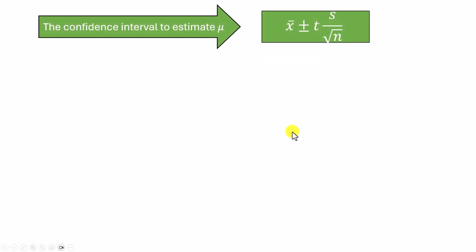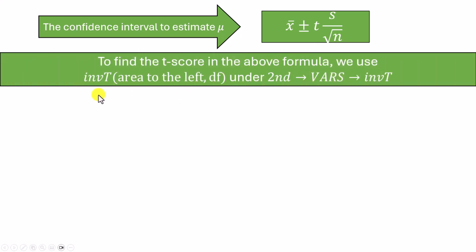So how do we find the t-value or the t-score in the confidence interval formula? Well, similar to how we found the z-score in the confidence interval formula for the population proportion, we're going to be using an inverse function. But instead of inverse norm, we're going to be using what is called inverse t, which works very similar to inverse norm. The inputs into inverse t are going to be what we call the area to the left, as well as the degrees of freedom, which can be found under second vars on the TI-84 calculator.